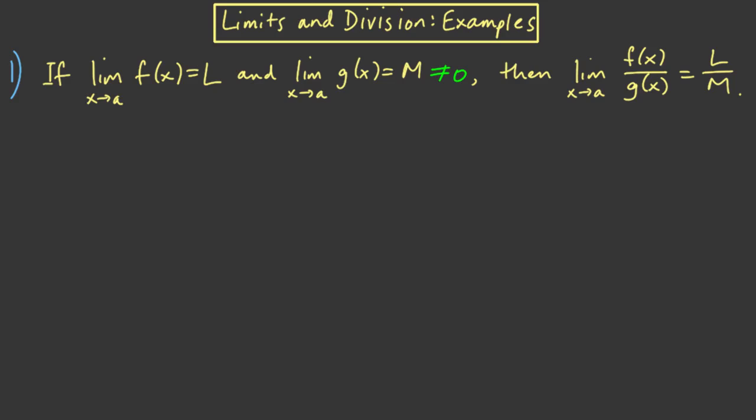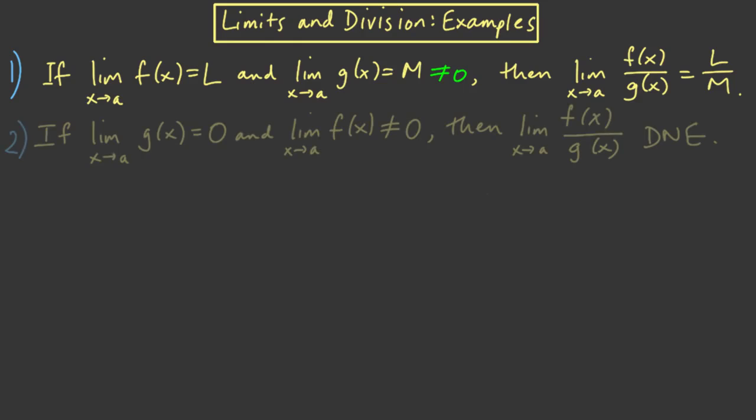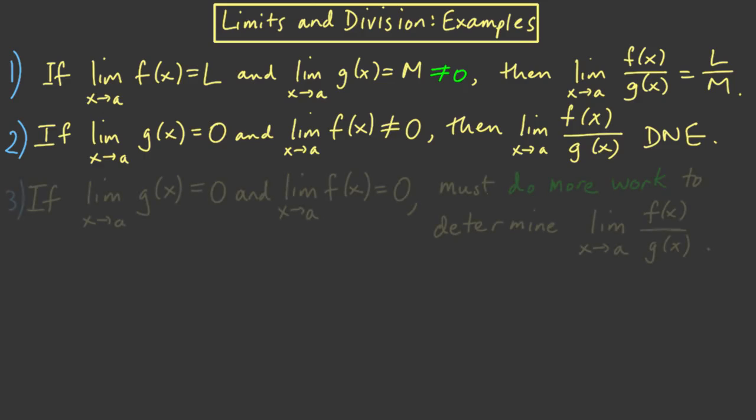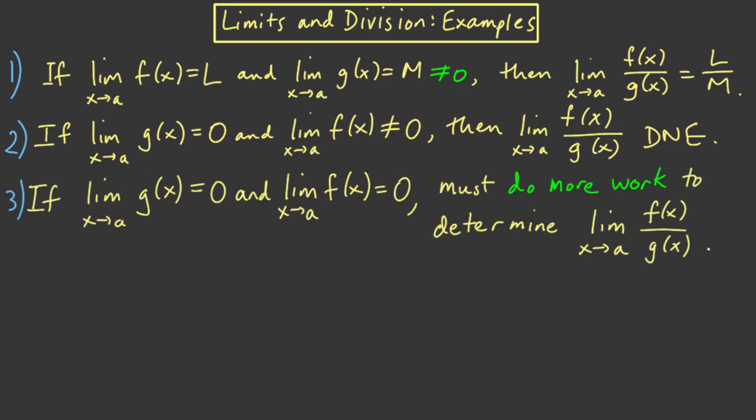The second case was when the denominator approached 0, but the numerator did not approach 0. In that case, the limit does not exist. And then the third case was when the limit of the numerator and the limit of the denominator are both 0. And there, you have to do more work in order to figure out what's going on.